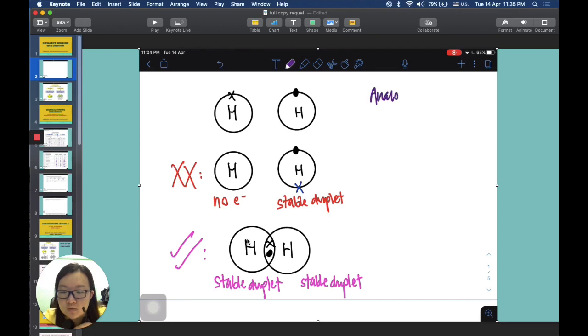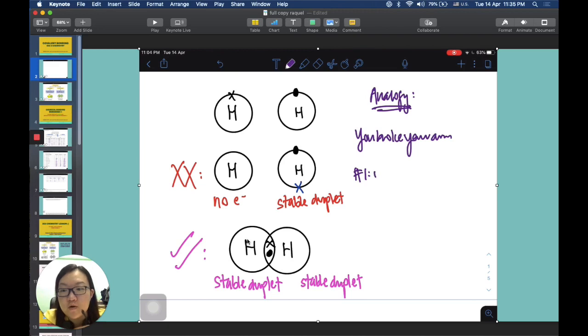Okay, so to help you bridge this gap between the difference between ionic and covalent, let me give you an analogy. Imagine you play sports and then you broke your arm. Let's say you are a right-hander, you broke your right arm, then you cannot do any writing, correct? So there can be a few scenarios.